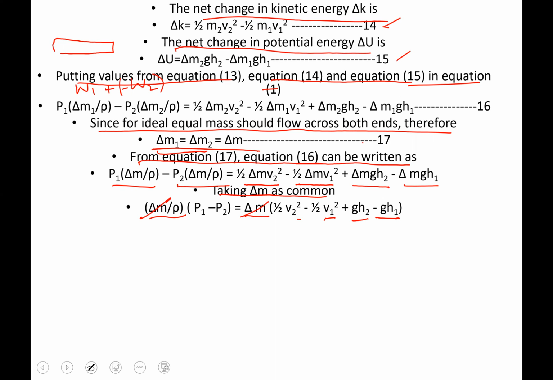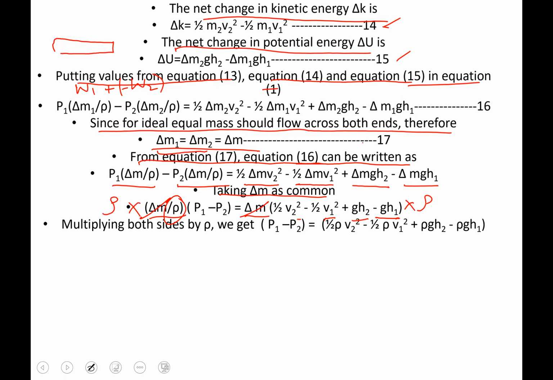So what we are left with now, we are going to multiply density on both sides, like over here as well as over here, so that we can continue with our equation. So multiplying both sides with density, what do we get? Rho will cancel out with this rho. It will be P1 minus P2 is equal to rho multiplied with this whole term. So it will be 1 over 2 rho V2 square minus 1 over 2 rho V1 square plus rho G H2 minus rho G H1.